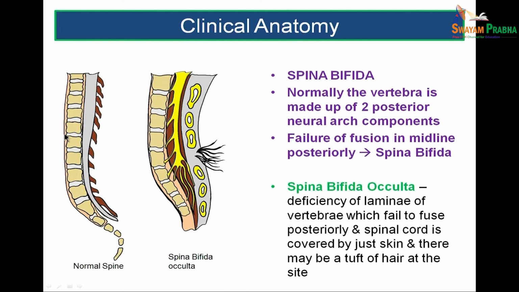Spina bifida. You see in this figure here, this is the normal vertebral column with the vertebral spines, and this is the vertebral canal where would lie the spinal cord. In a spina bifida, the laminae of the vertebrae do not fuse posteriorly, leading to a defect. This spina bifida could be classified into various types.